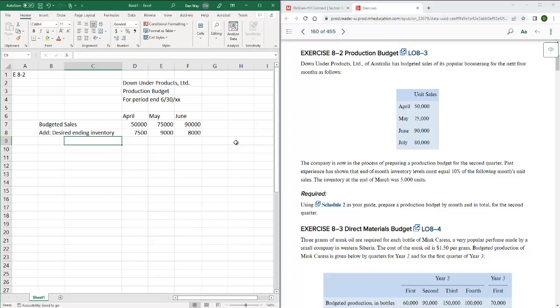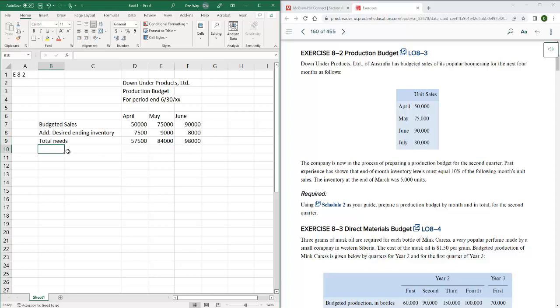And there we go. Now, budgeted sales plus desired ending inventory, we can call this total needs. Right? Here's all the units we have to cover. So that's sales plus that desired ending inventory. So here for April, 50,000 plus the 7,500. Here in May, the 75,000 plus 9,000. And then in June, 90,000 in sales plus the desired ending of 8,000.